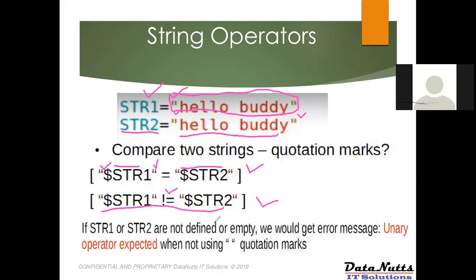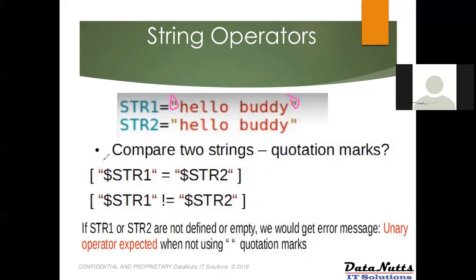Now if you don't use the quotation marks, or if you don't define str1 or str2, then definitely you will get various kinds of errors while writing the script. So the important thing is, while declaring the string, it is very important to declare it within the quotes, and while comparing, it is also very important to mention your string variable within quotes only.